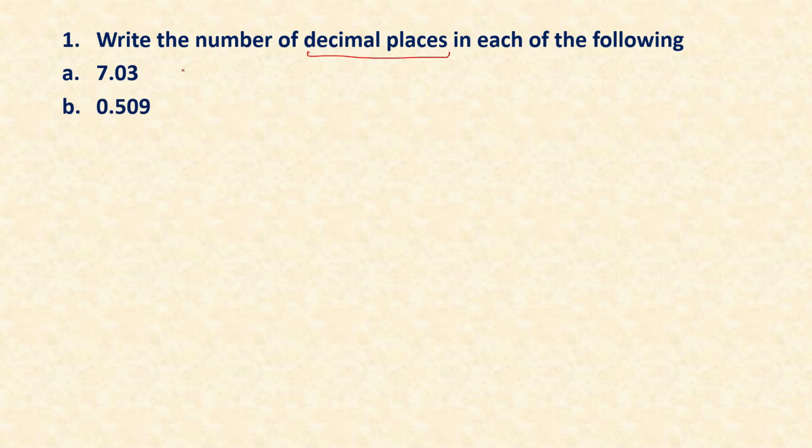Likewise, in the next question, the decimal number is 0.509. There are 3 digits present after this decimal point. So we can say that this decimal number has 3 decimal places. Similarly, for this question, there are 4 decimal places. Please try to solve these 2 questions.